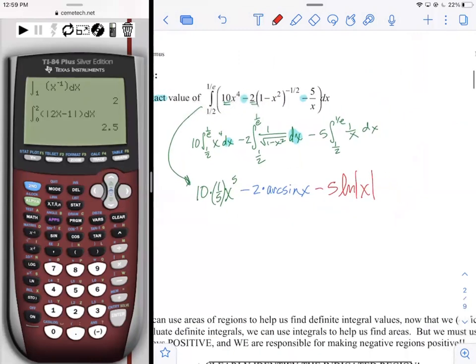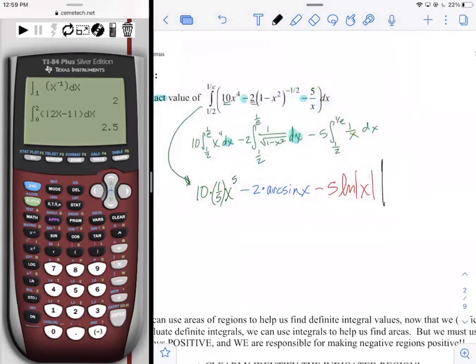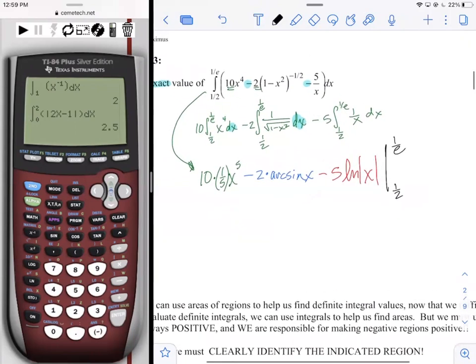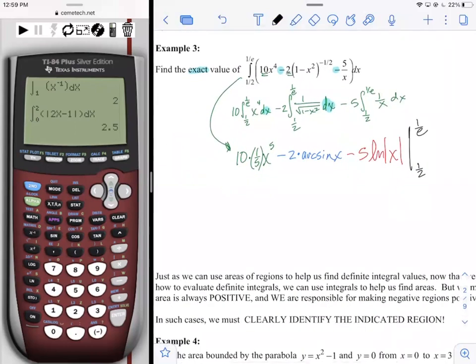Boom. See? So if you can compartmentalize those in your head, it saves a lot of writing and a lot of potential careless mistakes where you'd lose points. And then you evaluate the whole thing from 1 to e, which is going to be a little bit easier to evaluate than doing each one from those intervals. So now plug in the top, right? Minus plug in the bottom.